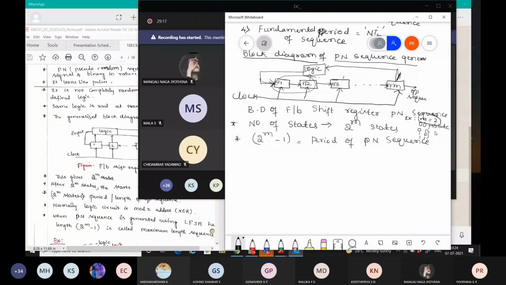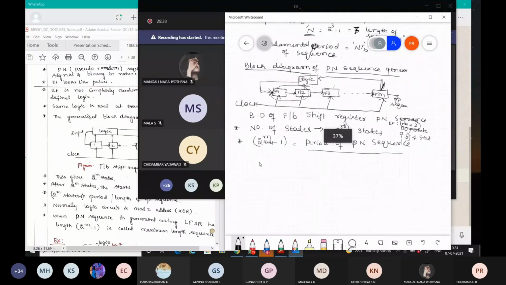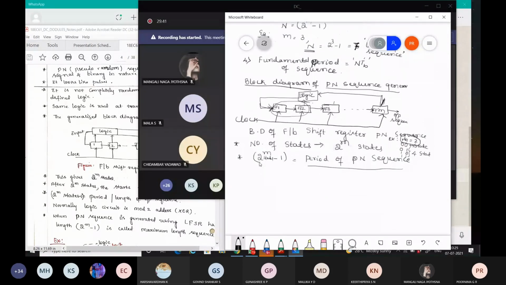Therefore, the number of states you are considering is equal to 4 states on the linear shift register. Then what is the period of the PN sequence? It will be equal to 2 to the power of m states minus 1, which is the actual PN sequence length.